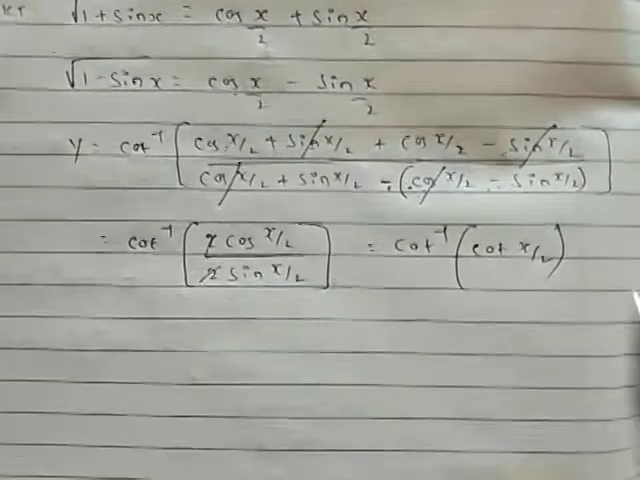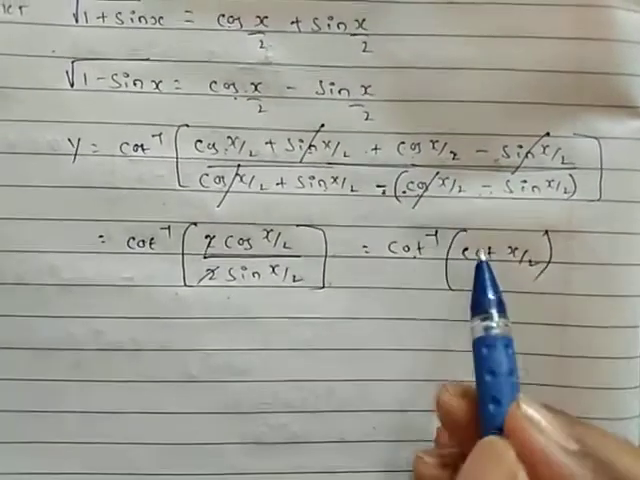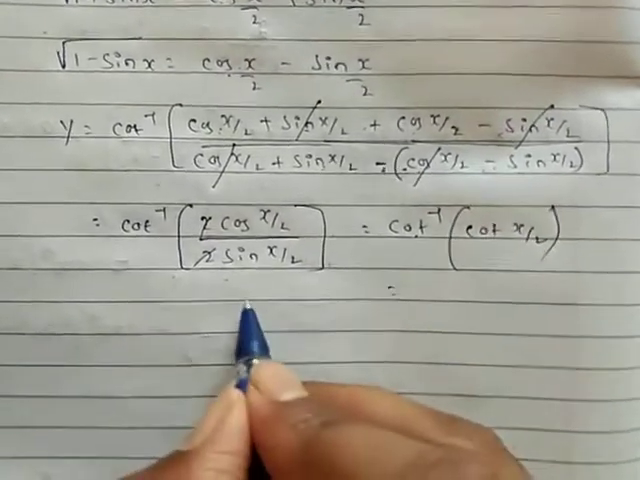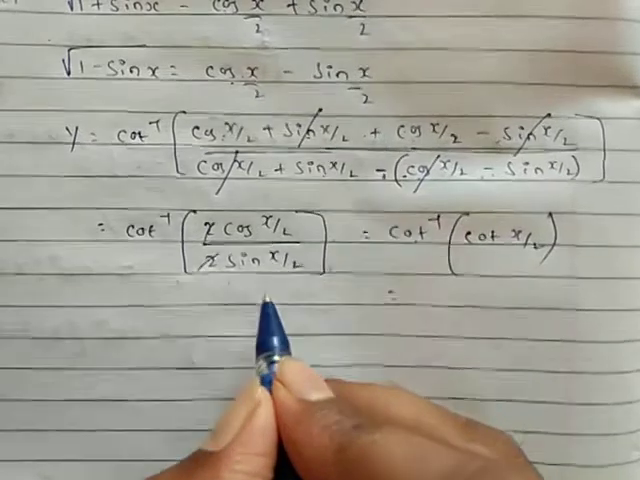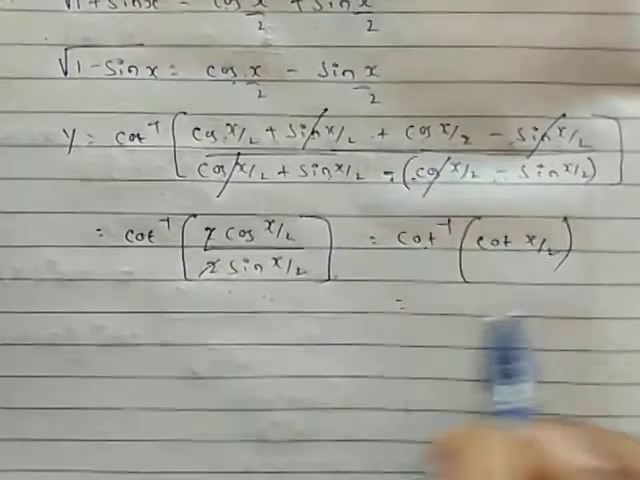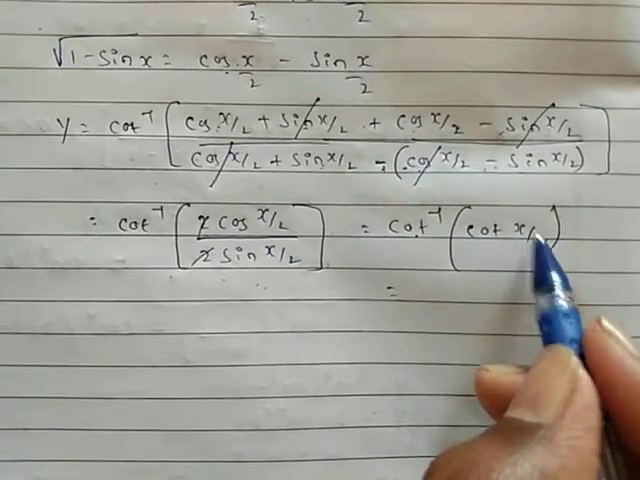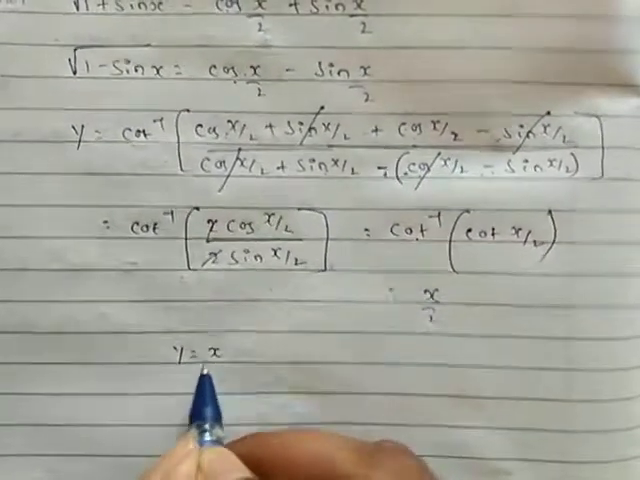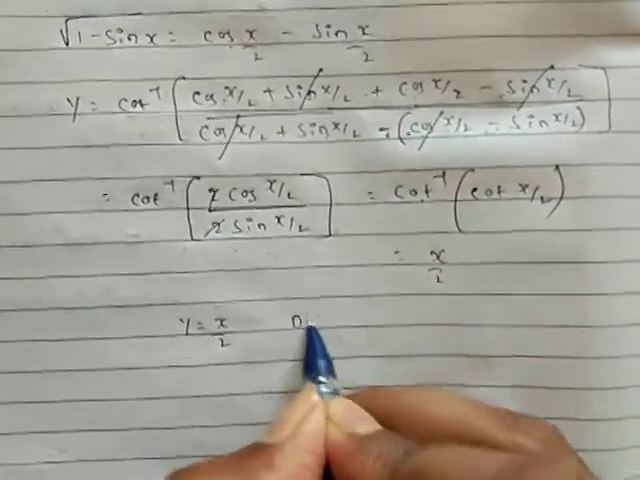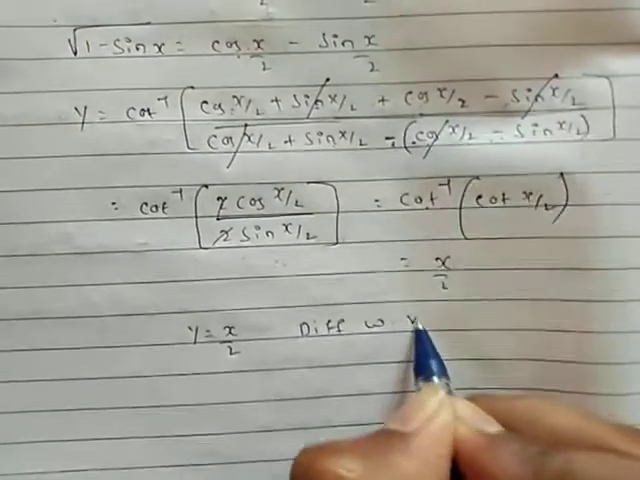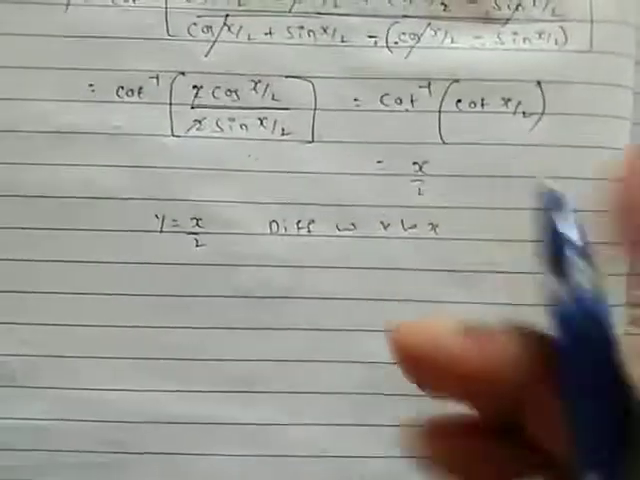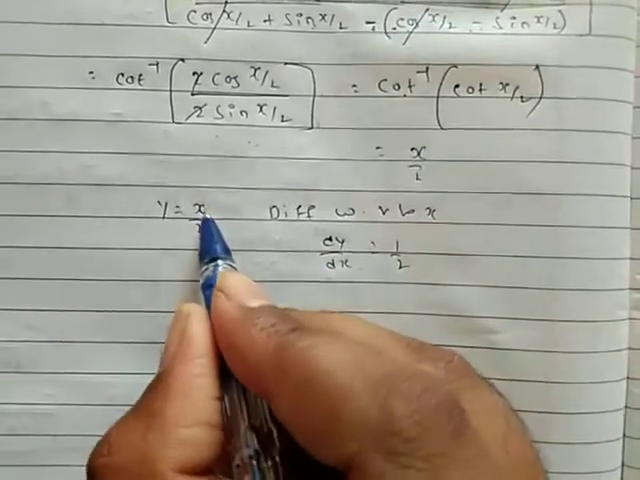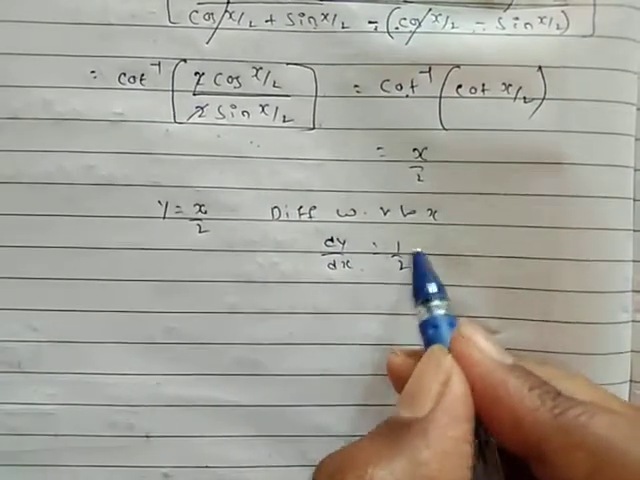In chapter 2 we have also learned that cot inverse of cot theta is nothing but theta only. So in the place of theta we have x by 2, so we are reducing the things to x by 2. So y is equal to x by 2 here. Differentiating with respect to x, we have a constant 1 by 2. So dy by dx is equal to 1 by 2. The differentiation of x means 1, so 1 into 1 by 2 is nothing but 1 by 2 only.